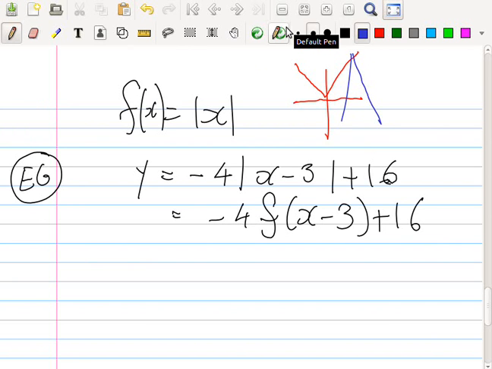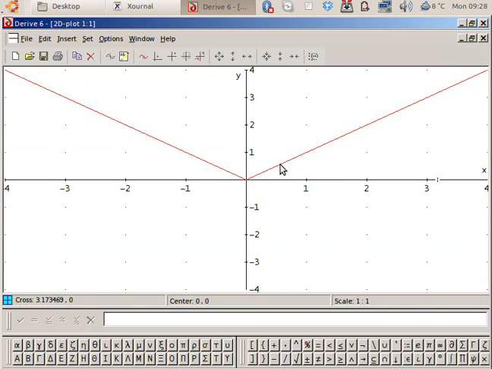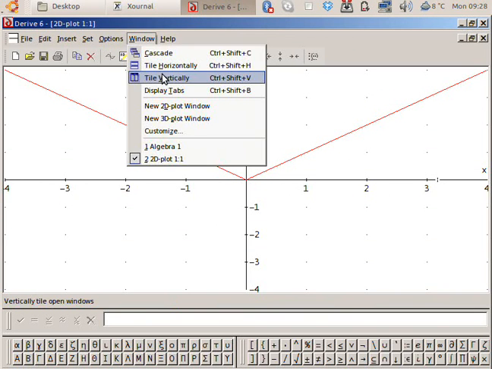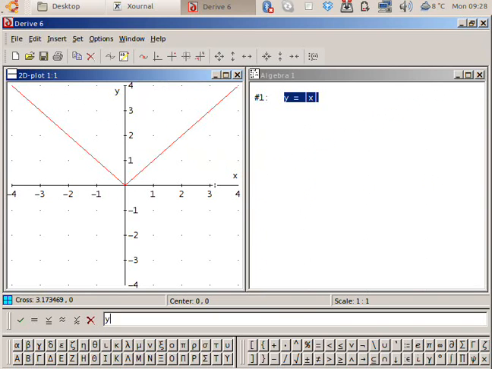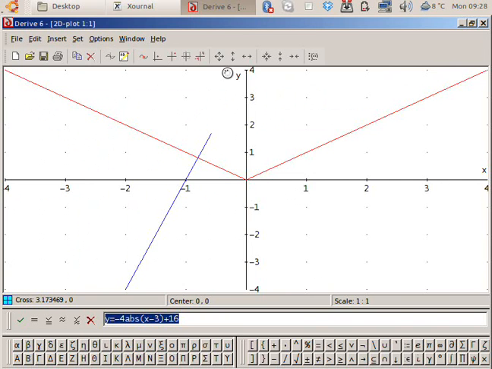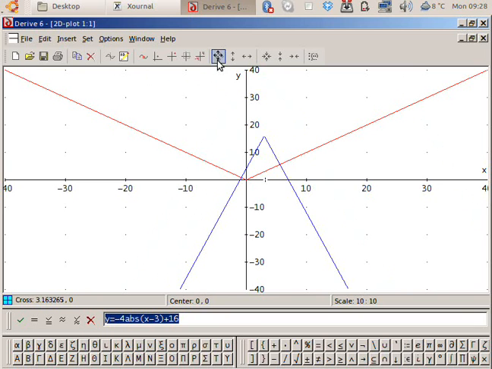So I don't know what it'll look like, but I'm expecting something that looks roughly like this. So let's use Derive and see what we get. Can somebody read this back to me, please? So we have, oh wait, hang on. Okay, y equals minus 4 absolute x minus 3 plus 16. Okay. Now hang on. Zoom out. There we go.